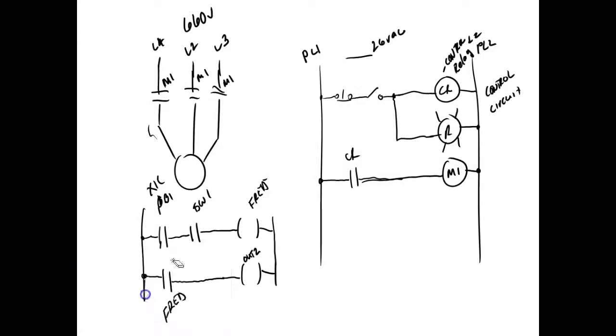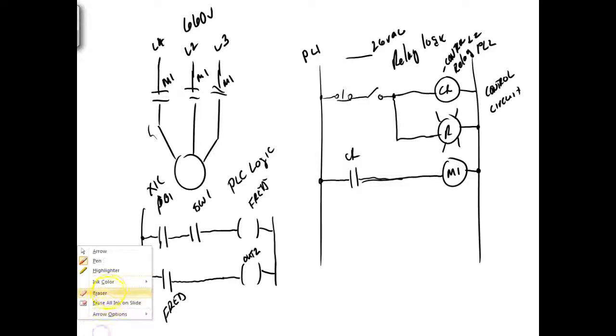And of course, then what I would do is I would come up here. So this is my control circuit. This is my relay logic. This is PLC logic. Now, when it comes time to hook up my inputs and my outputs, I'm going to have to erase this. I'm running out of room. Everybody okay?